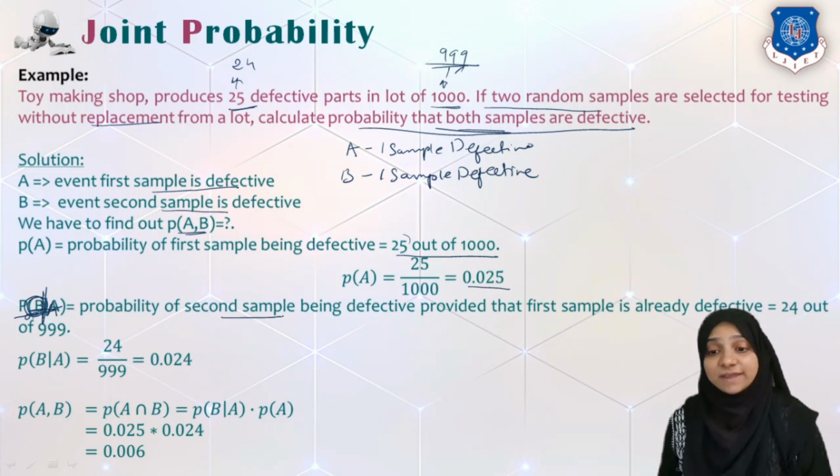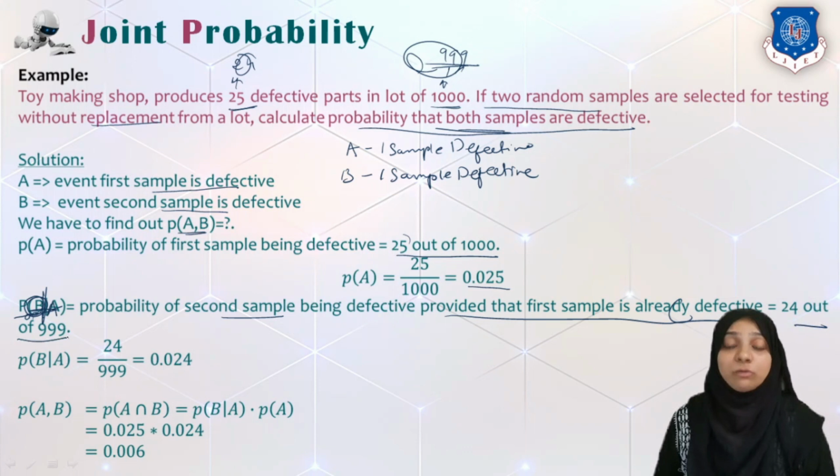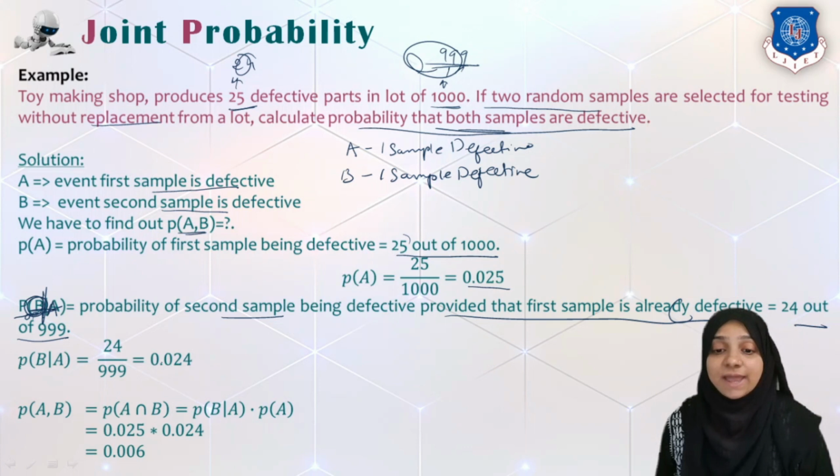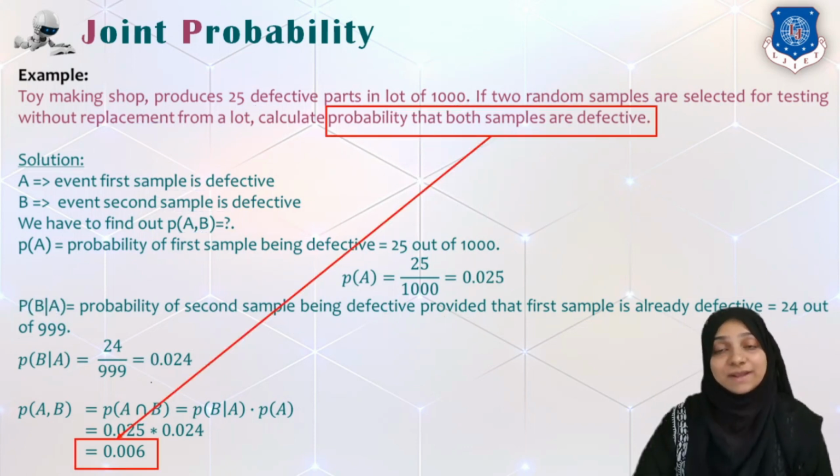So the probability of the second sample being defective, provided that the first sample is already defective, is 24 out of 999. So here we have written 24 out of 999. That is, P of B given A is 24 by 999, approximately 0.024. So the joint probability is given as P of B given A into P of A, which is 0.025 into 0.024, which is 0.006. So the final probability of both samples being defective is 0.006.